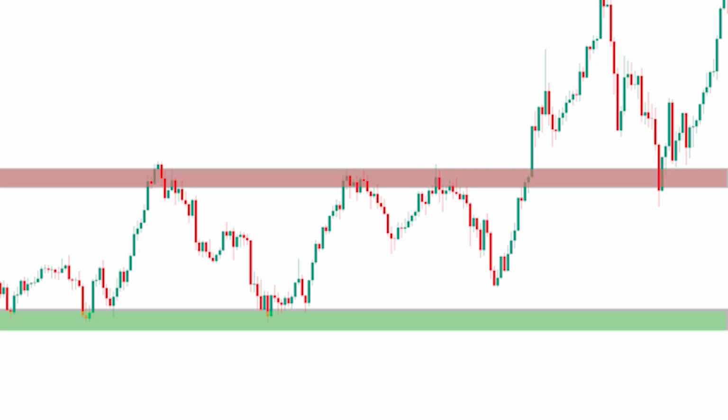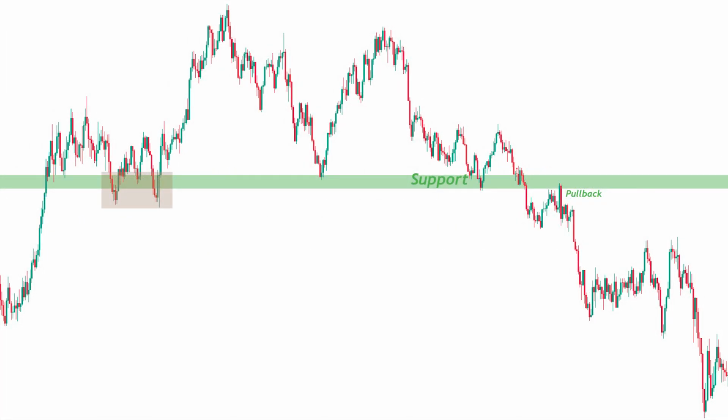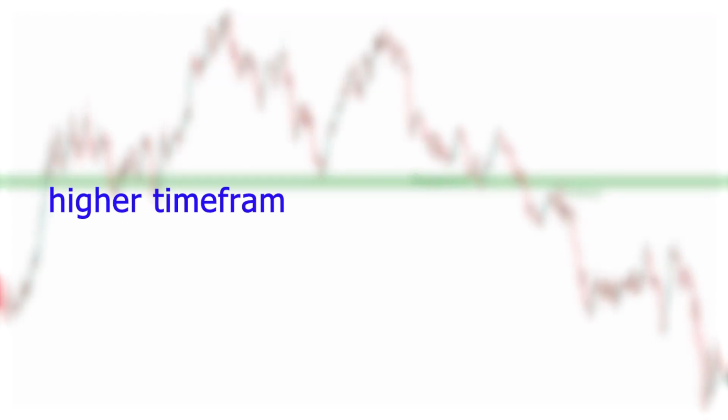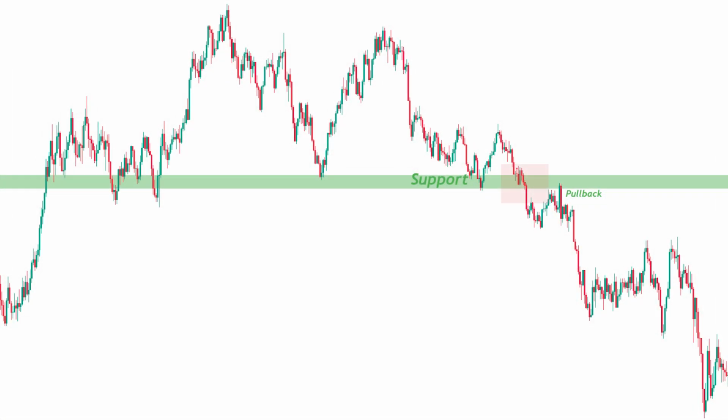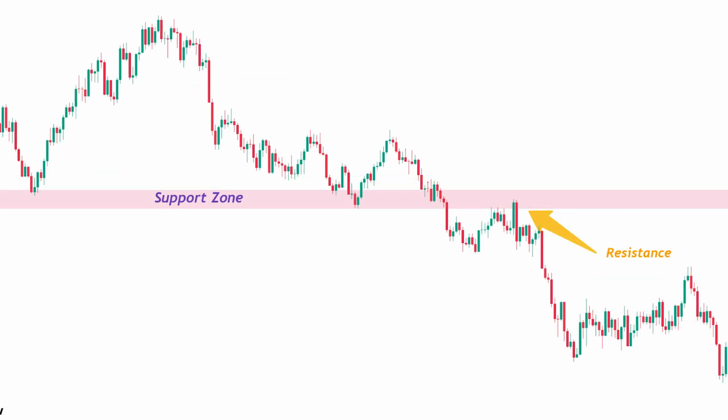Quick recap. Let's quickly summarize. Support and resistance are usually zones, not exact lines. The more times a level gets tested, the weaker it often becomes. The first touch usually creates the strongest reaction. Higher timeframe levels carry more weight. Real breakouts often require a candle close beyond a level. Broken support can turn into resistance.